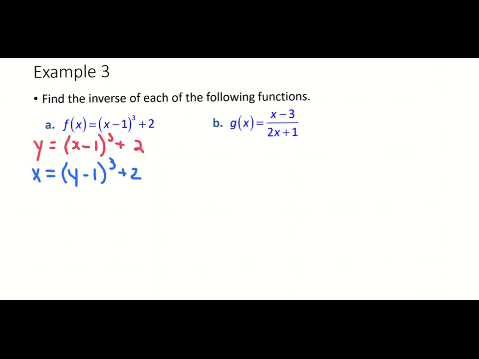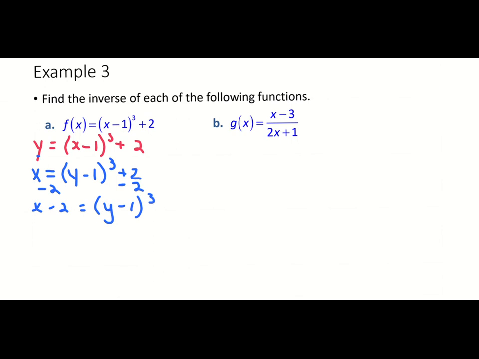Step 3 was they want you to solve the equation for y. So now we got to make it y equals like it was up here. What I'm going to do to solve this, because we have that cubed root there, first thing I'm going to do to solve for y is subtract 2 from both sides. So I'm going to have x minus 2 equals y minus 1 cubed.